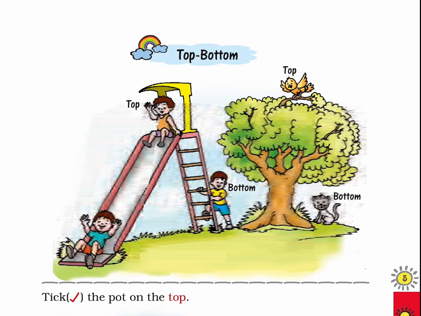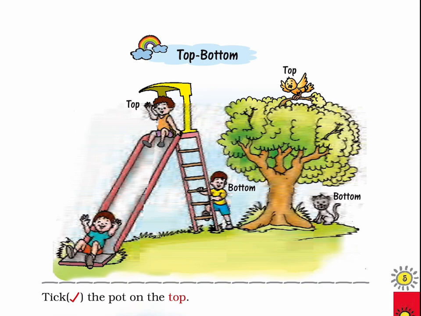Word 1. Top. The highest point of any object or place is called top. Word 2. Bottom. The lowest point of any object or place is called bottom. Object 1. Ladder. Ladder is also called stairs. It is used for climbing up and down.